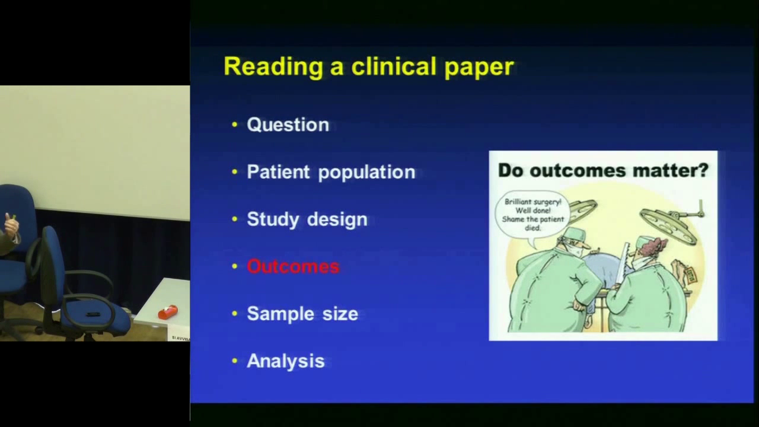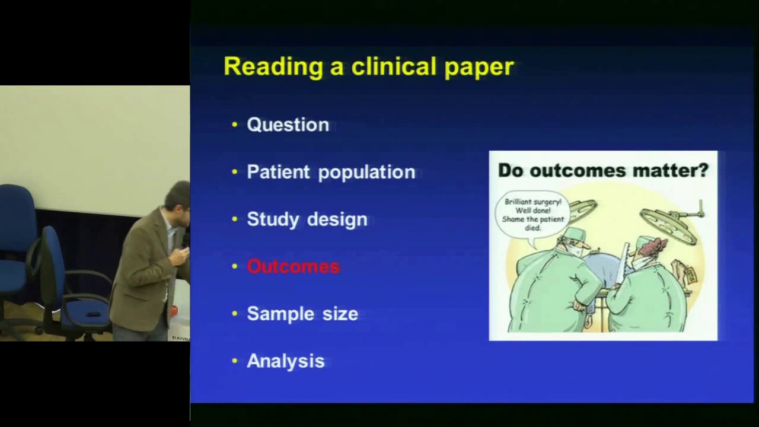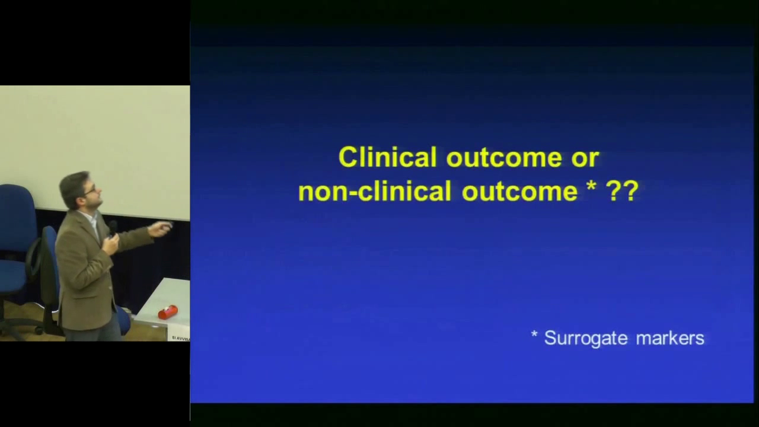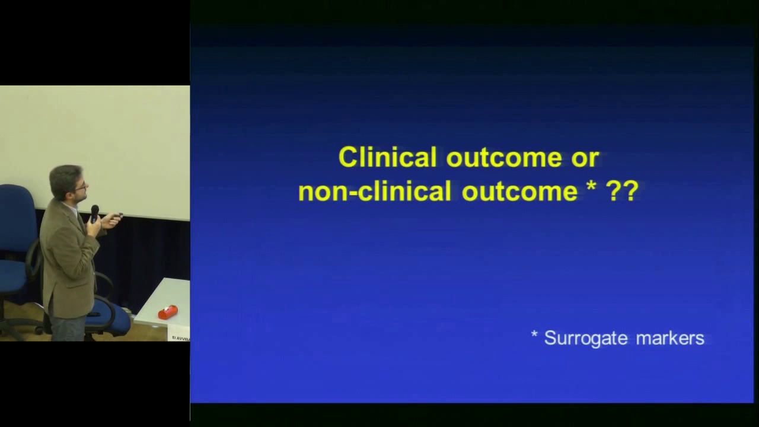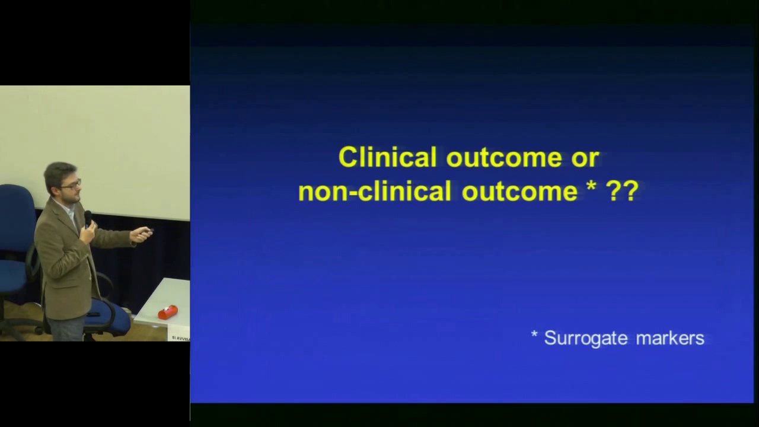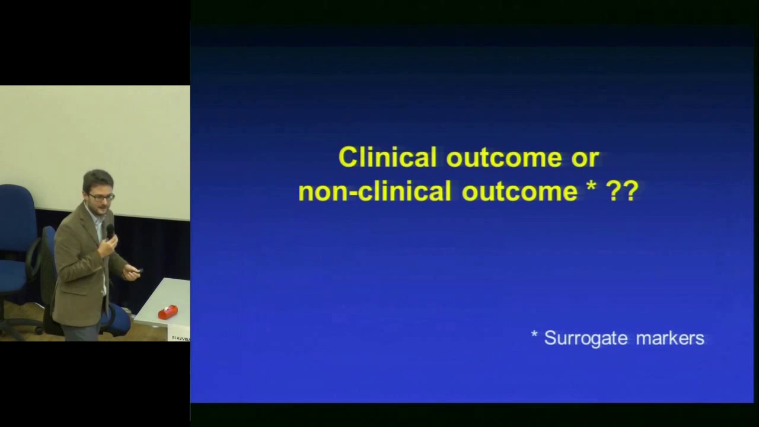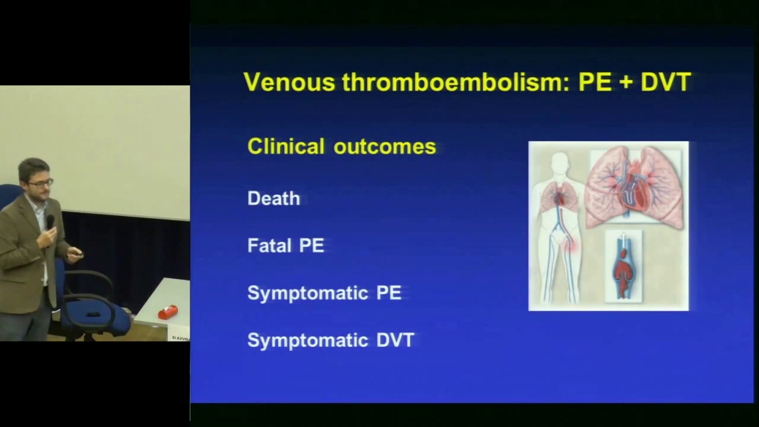What is outcome? What is the main problem about outcomes? The main problem is to decide if I have to use a clinical outcome or if I have to use a non-clinical outcome. So what are you saying? You are speaking about clinical studies and you want to use non-clinical outcome, or what is called surrogate markers, in a bad way, just to say, oh, it's not good, not clinical outcome. Let's discuss together if it's always not good.